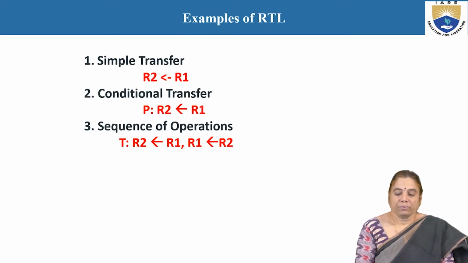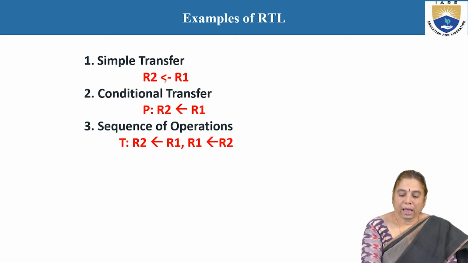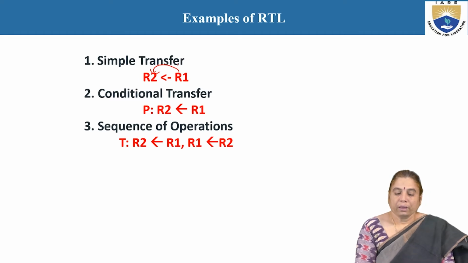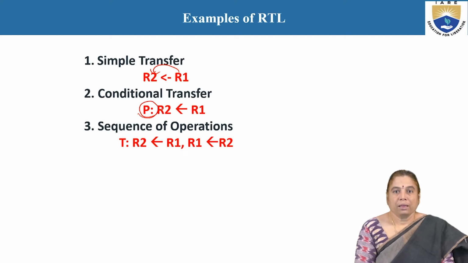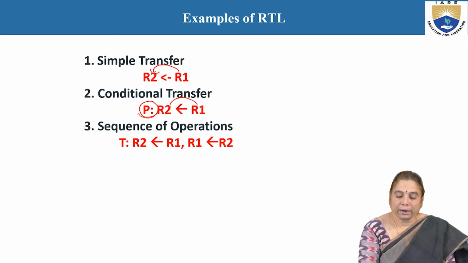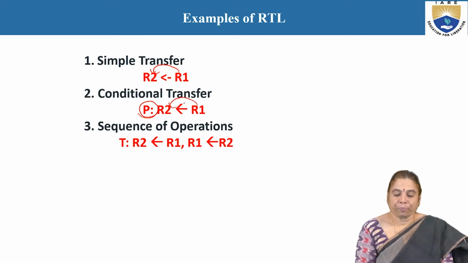So a simple transfer involves the arrow notation here. So R1 content can be moved to R2. Conditional transfer can also take place. P is the Boolean or control function. If P holds the value 1, then only R1 content is transmitted to R2.